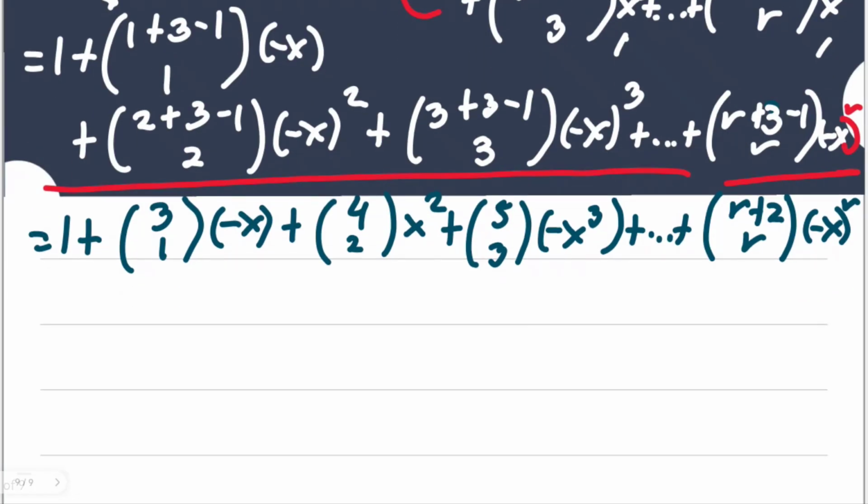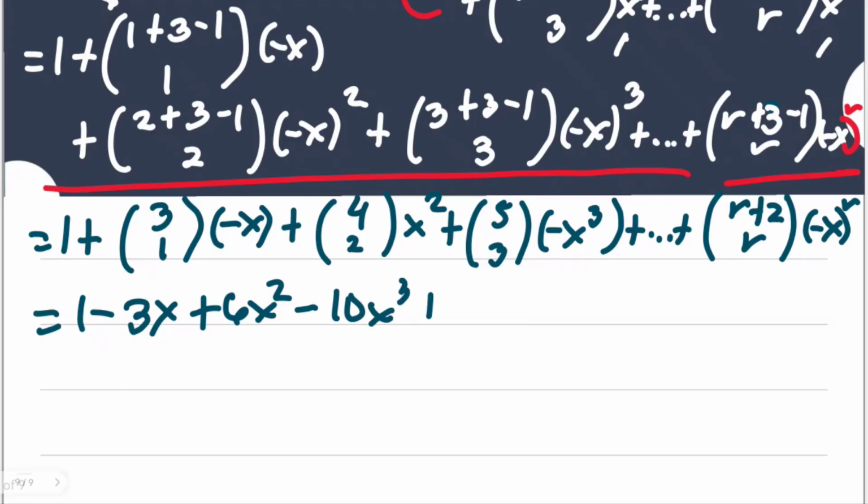So for this, it's actually 1, and then 3 combination 1 is 3, you can check that on your calculators, so minus 3x. Take note the sign is now alternating. We have plus 4 combination 2, which is 6 x squared. Next, again minus, you will have 5 combination 3, which is 10, and we have a negative numerical coefficient, so minus 10x cubed, until again you reach r plus 2 combination r, negative x raised to the power of r.